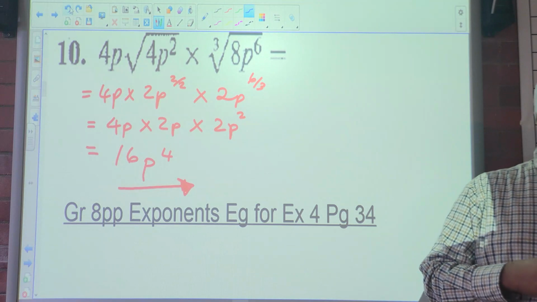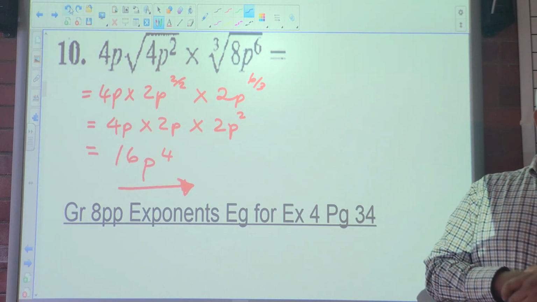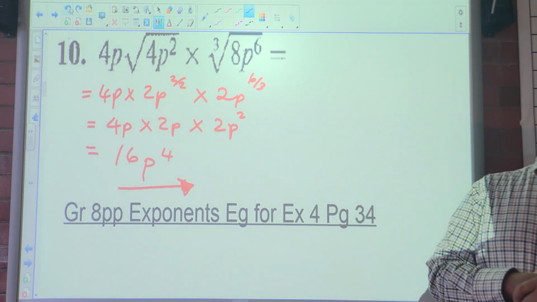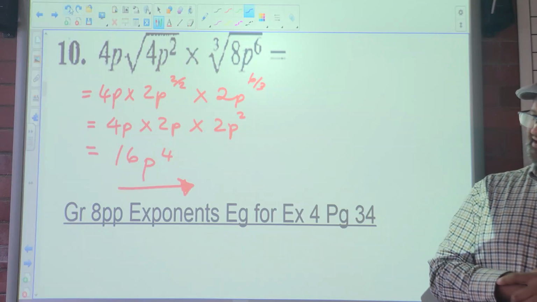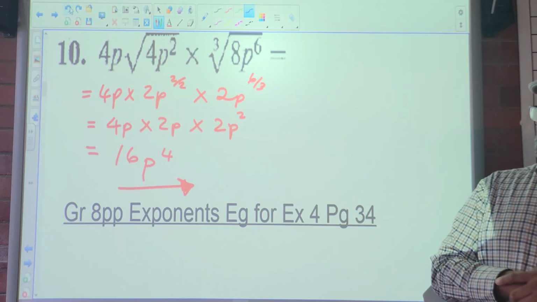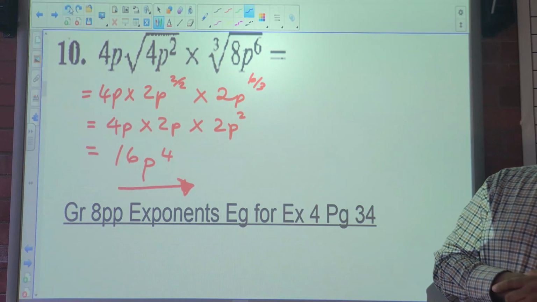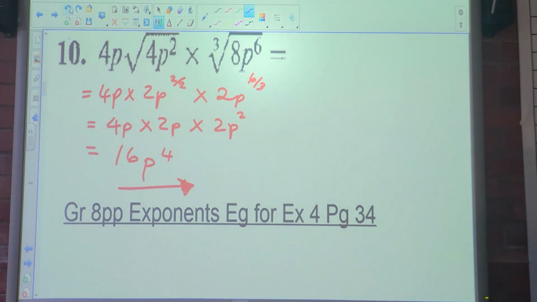Anybody else want to share where they went wrong? Yes, Aya? I did not go wrong because I got the same answer. I put brackets around 4P times 2P. What does bracket stand for? Multiplication. So you did the same thing, you just wrote it differently. Nice. Yes, Tegan?